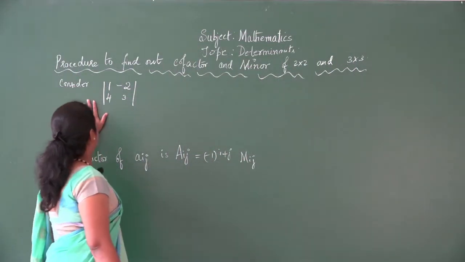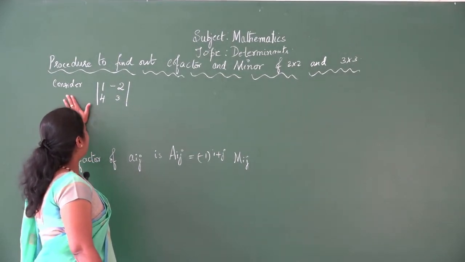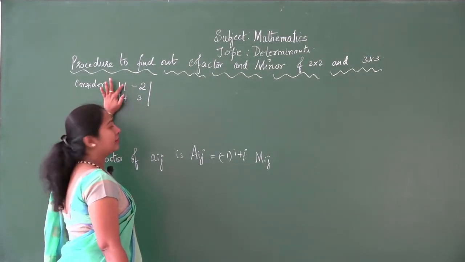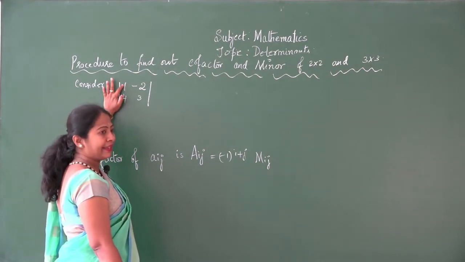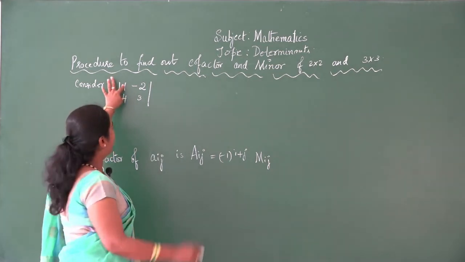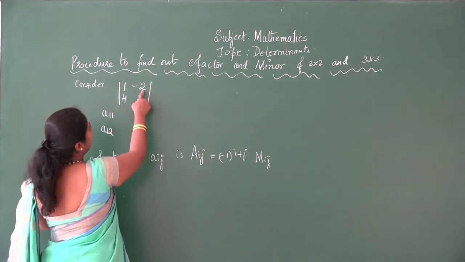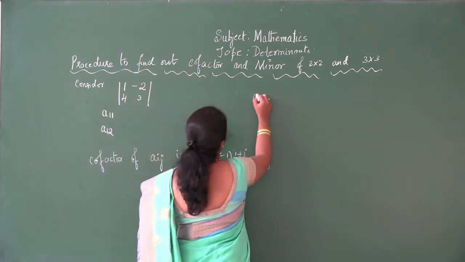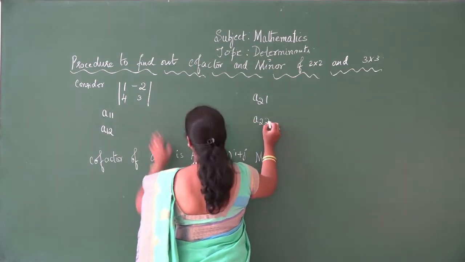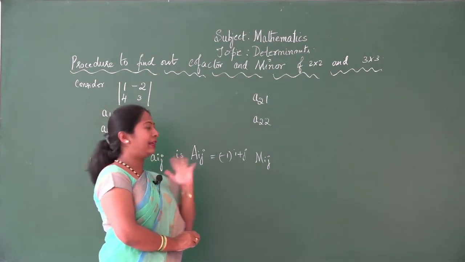Now we shall learn the procedure to find out cofactor and minor of 2 cross 2 and 3 cross 3 matrix. Consider the determinant of 1, minus 2, 4 and 3. 1 is an element denoted by a11, that is small letter a, which denotes the element, and I and j stand for ith row and jth column. Similarly, what will be a12, the element minus 2. What is a21, that is the element in the second row first column, that is 4. And what is a22, that is nothing but the element 3.